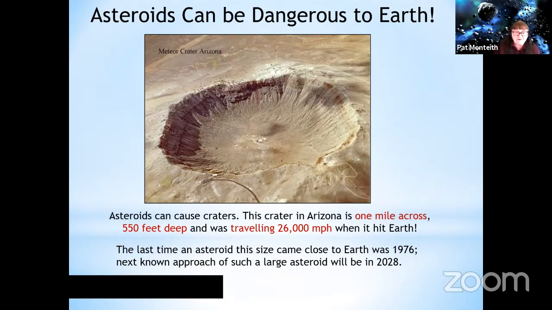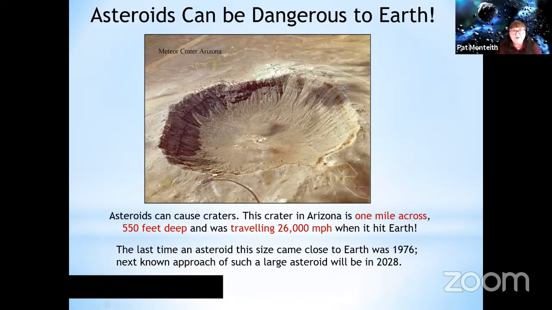This one asteroid right here caused a crater in Arizona, 1 mile across, 550 feet deep, and was traveling 26,000 miles an hour when it hit Earth. And the last time an asteroid this size came close to Earth was in 1976. But we know that there's an approach of a large asteroid about this big that could come here in 2028. And we're going to be talking about some of the asteroid mitigation programs that NASA is developing.